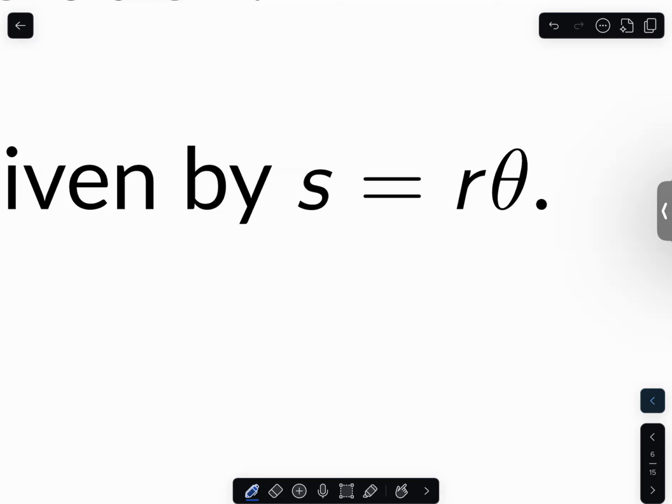S equals r theta. Length of a part of a circle circumference equals r times a part of a circle's interior angle. Question me about this. Length of an arc equals radius of the arc times angle measured in the best units, radians.